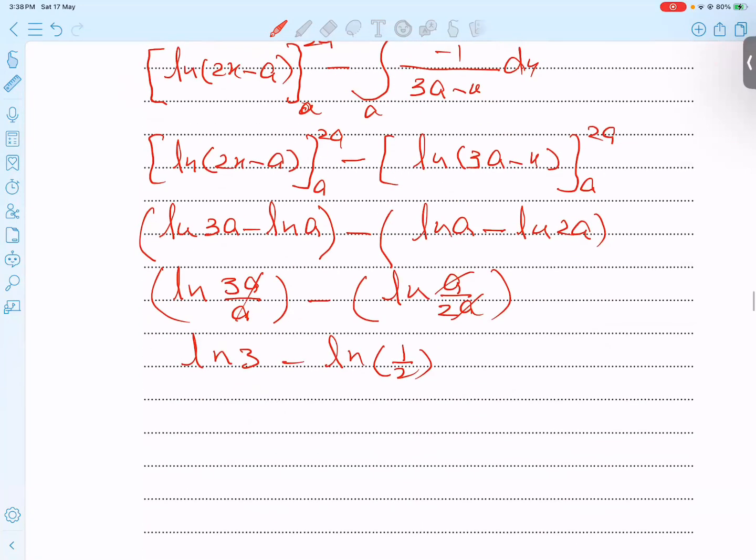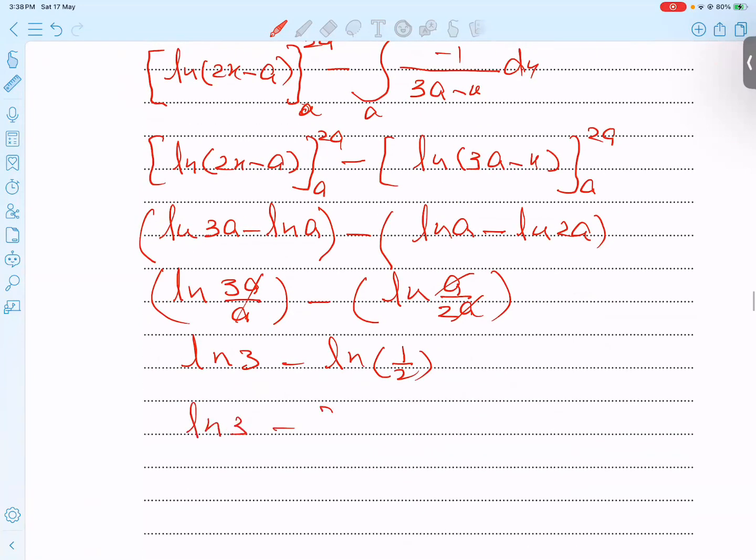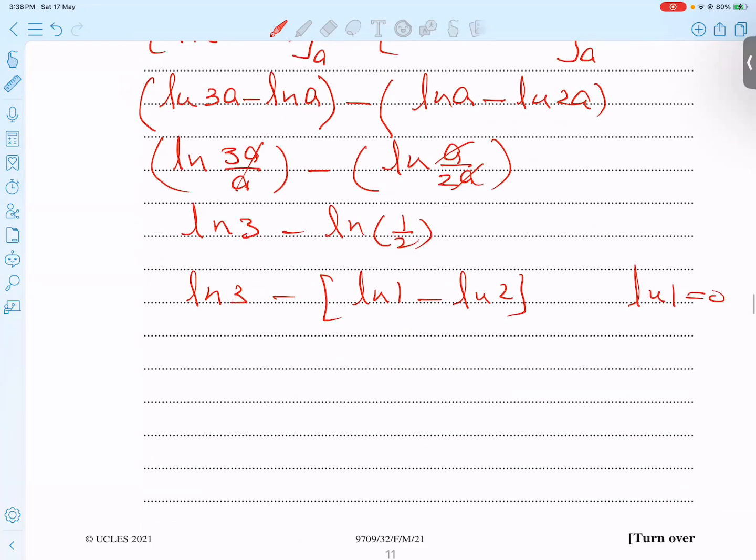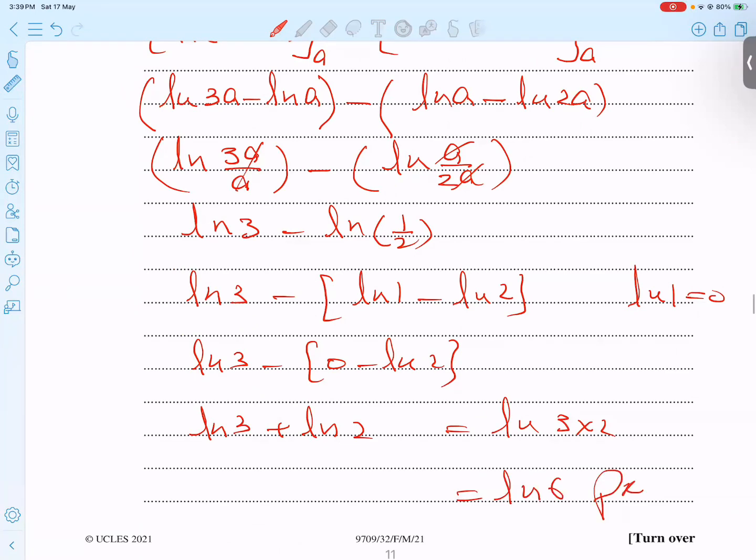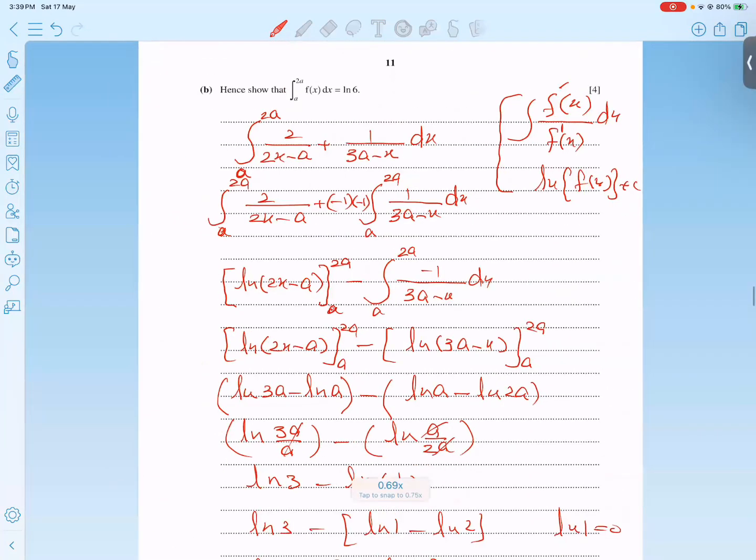According to condition, you know what's the criteria. This negative, I'm writing log of 1 minus log of 2. And log of 1 is always 0. So I'm getting log of 3 minus 0 minus log of 2. Open the bracket, log of 3 plus log of 2. Due to plus sign, I can multiply both numbers. So Alhamdulillah Rabbil Alameen. We got our answer. And I hope so.